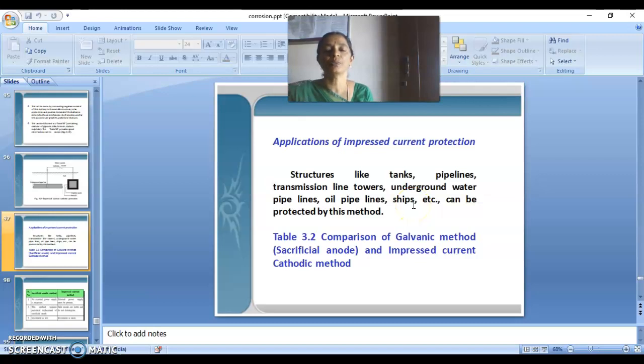So instead of going for damage, in the beginning itself, the material which has to be protected is connected with the more active metal. That is, we can choose either the sacrificial anode or the impressed voltage method to prevent corrosion.